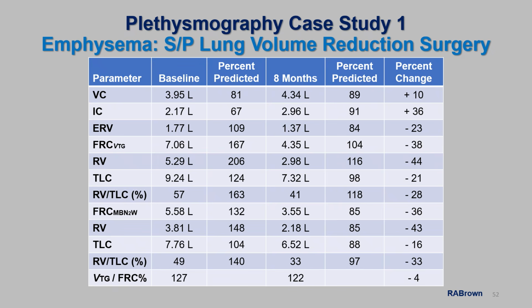Following lung volume reduction surgery, plethysmographic and gas dilutional static lung volumes resulted in a more normal appearance when compared with baseline studies and predicted values. Also, the ratio of unventilated lung, the VTG divided by FRC ratio, improved, but did not normalize. The normal ratio is generally considered to be less than 1.09.